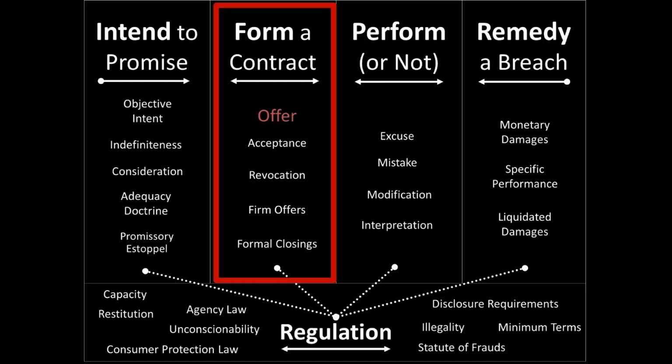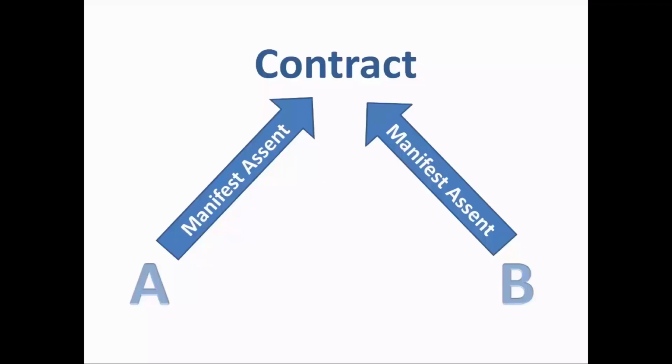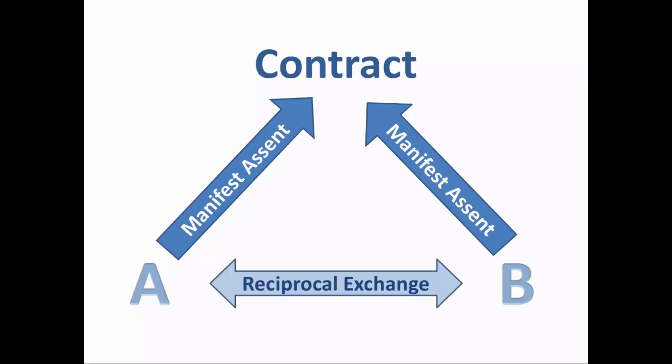That's why contract law requires both parties to manifest their assent to a bargain. Also remember that the bargain theory of consideration requires the parties' manifestations of assent to be reciprocal. Each must be sought in exchange for the other.